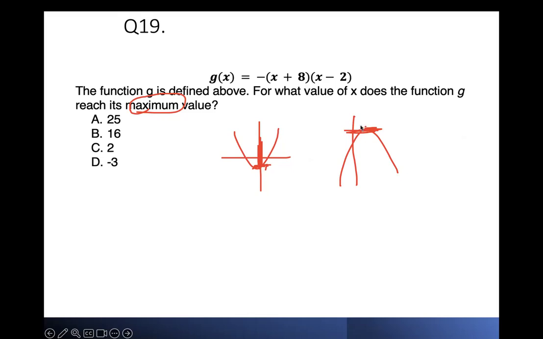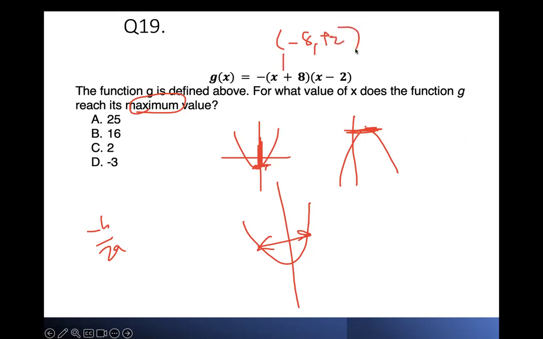There are two ways to find it. You can use the vertex formula minus b over 2a, or use the symmetry of the equation. If I give you a graph, it's the symmetry. And based on this, these are the roots of the solution. It's been simplified. Therefore, I know my roots are minus 8 and plus 2. If I need the middle of it, the vertex is the middle of those roots.